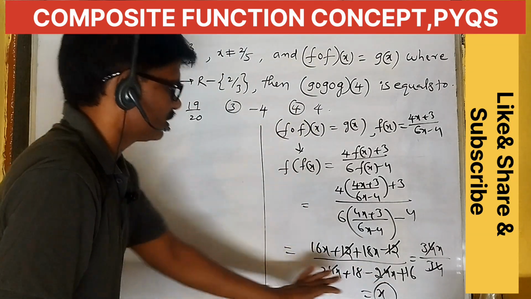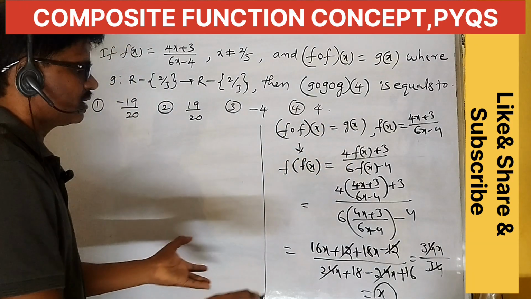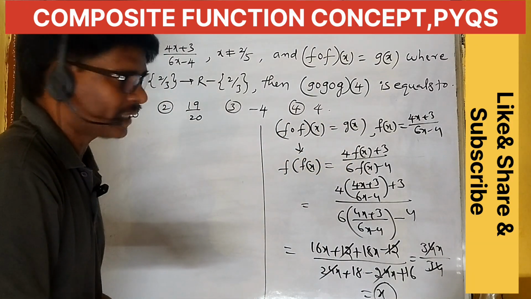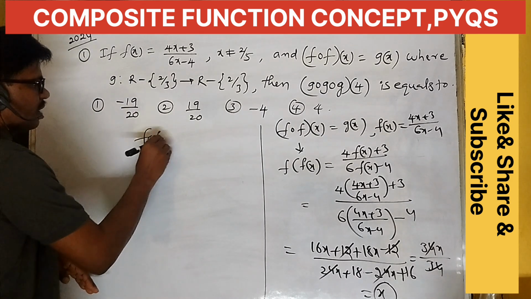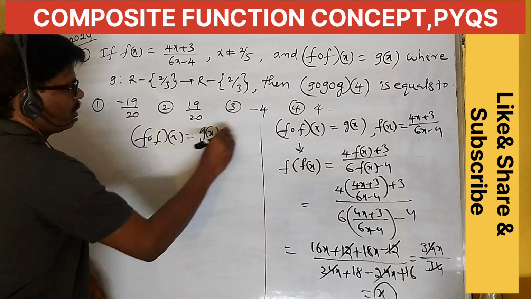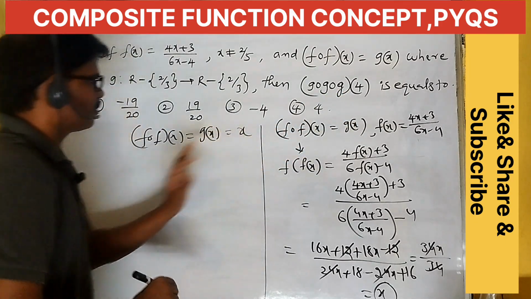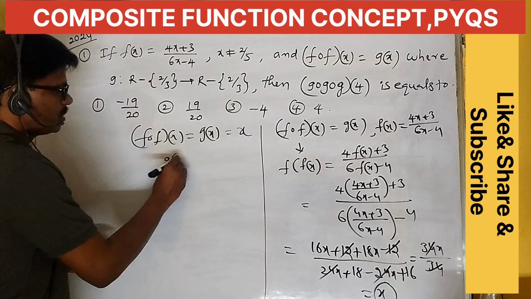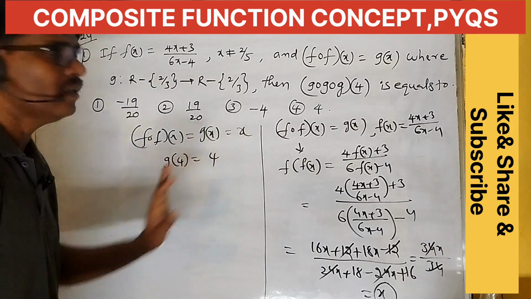F of x is equal to x. This is the g of x is equal to x only. Okay, this is g of x. F circle of f of x equal to g of x, equal to what? This is the x. What do you want here? G of 4 is equal to what? G of 4 is equal to 4 only. This is also x equal to 4.